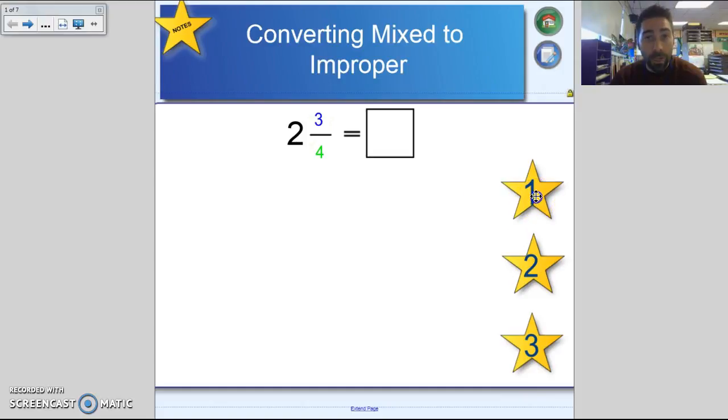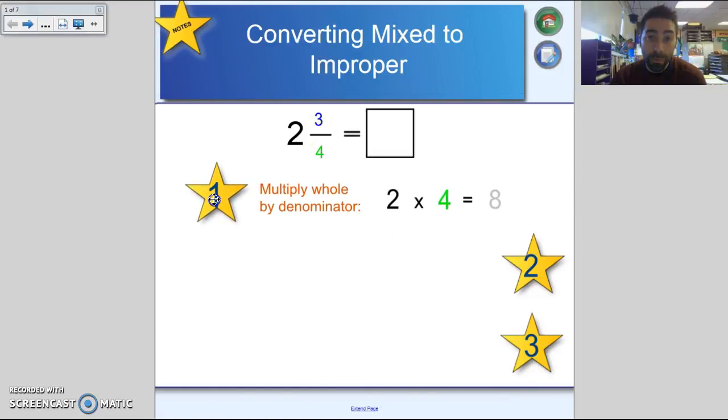So the very first step is to multiply your whole, the 2 wholes here, by the denominator. So we would almost be making a check mark, and we call this the check. So you're going to be creating a check mark in this process. So the very first step is to multiply the whole by the denominator. So 2 times 4 comes out to be 8. So you get 8 as an answer here.